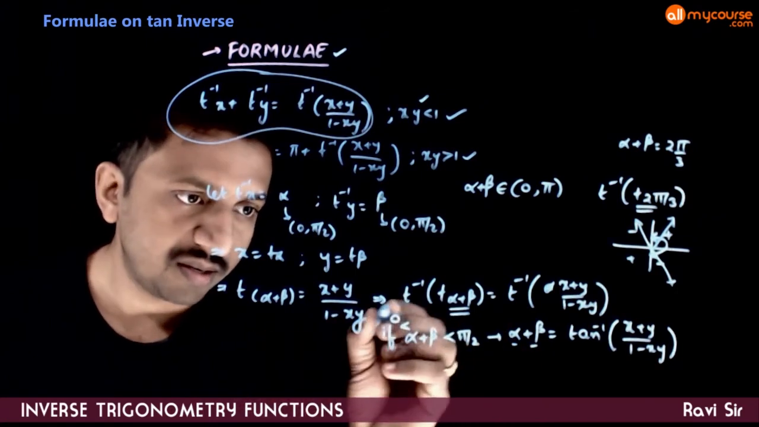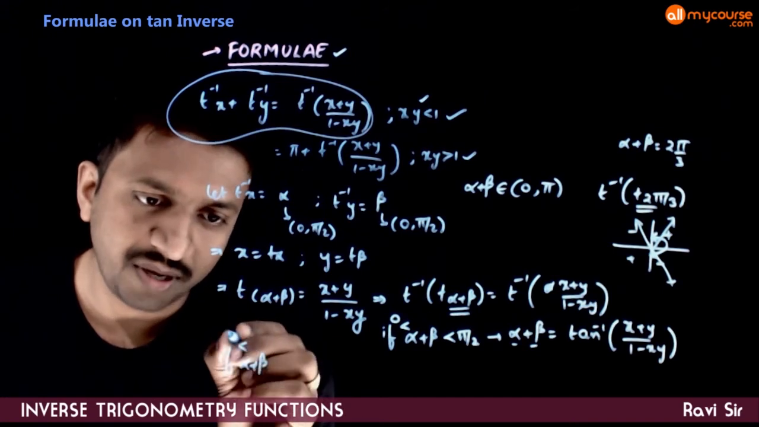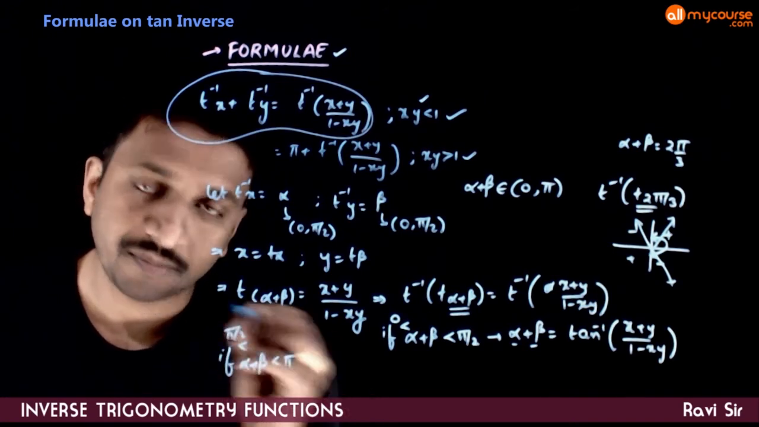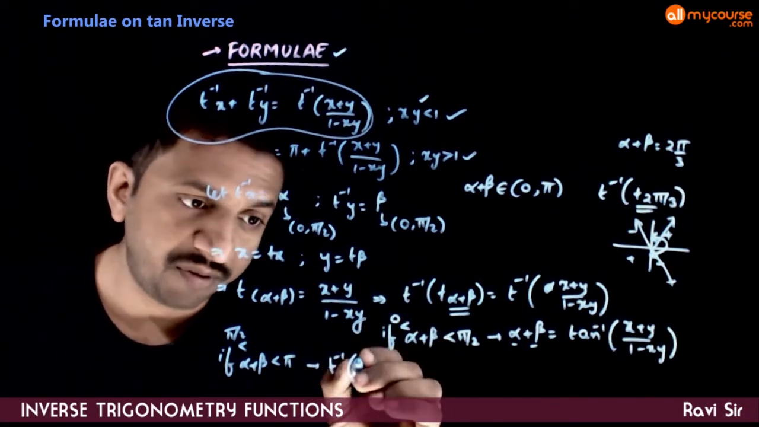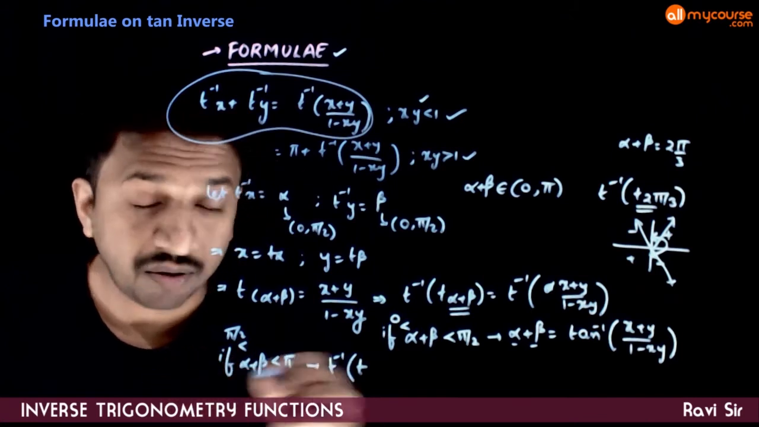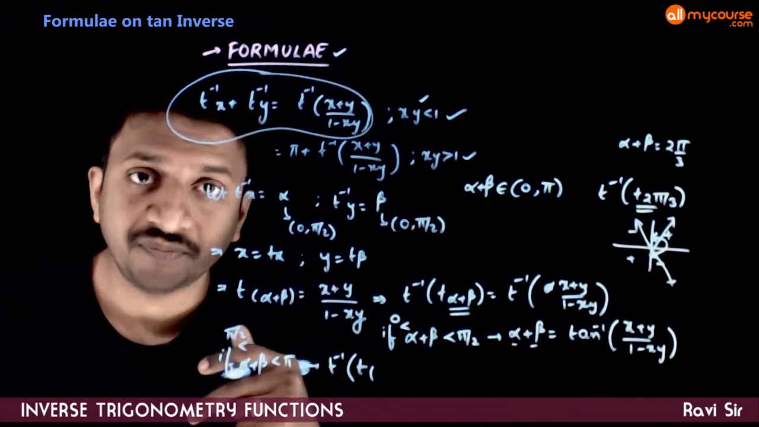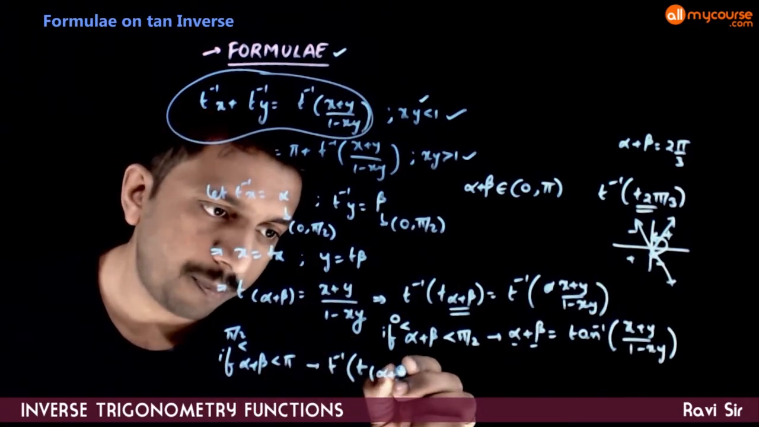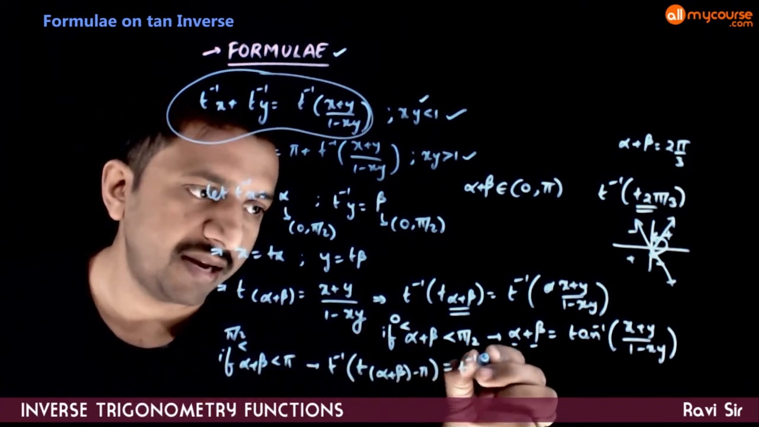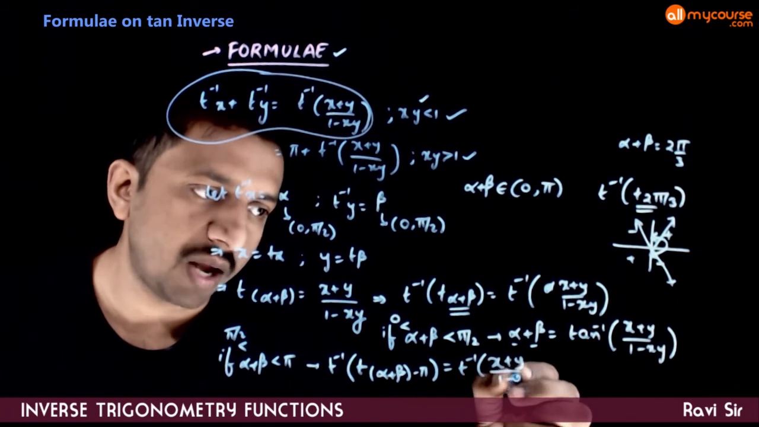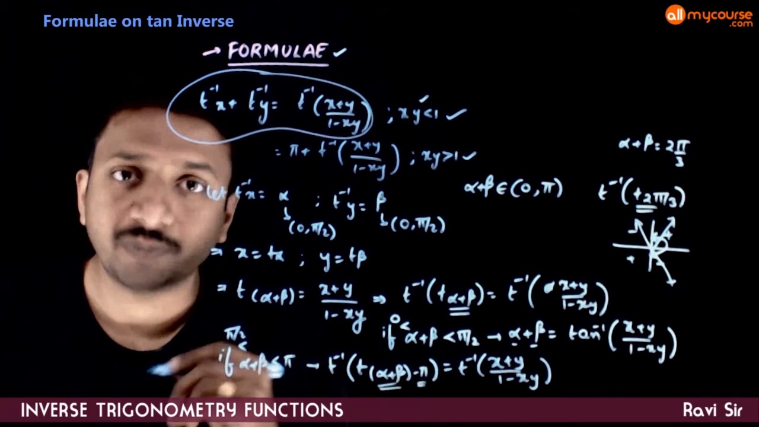So what I do is, if alpha plus beta is in between pi by 2 and pi, tan inverse of tan of alpha plus beta can be written as tan of pi minus alpha plus beta with a minus sign. That is, alpha plus beta minus pi is equal to tan inverse of x plus y by 1 minus xy.